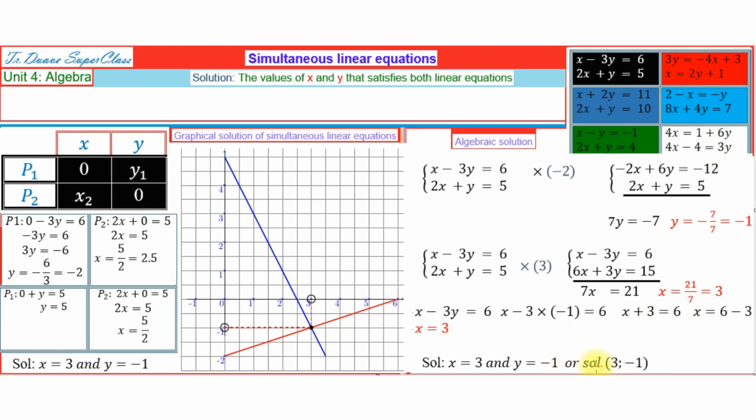And don't forget, when you represent the coordinates, you must put them in order. X first, then y.